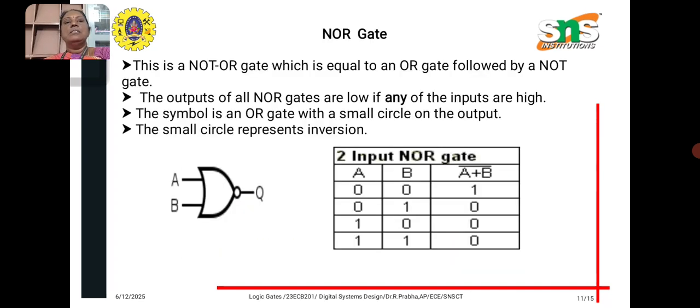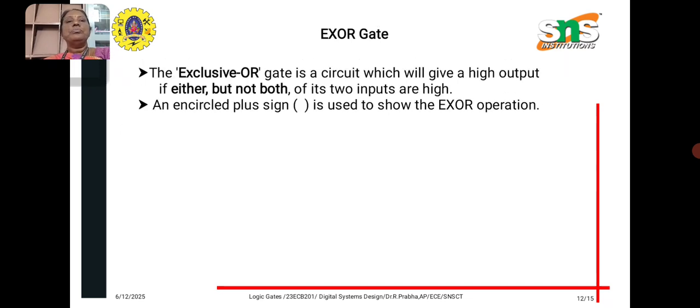Next is NOR gate. NOR gate is the complement of OR gate, that is NOT of OR gate. According to OR gate, we know if any one of the inputs is 1, its output is 1. But in NOR gate, only if all the inputs are 0 does it give 1, otherwise the outputs are 0.